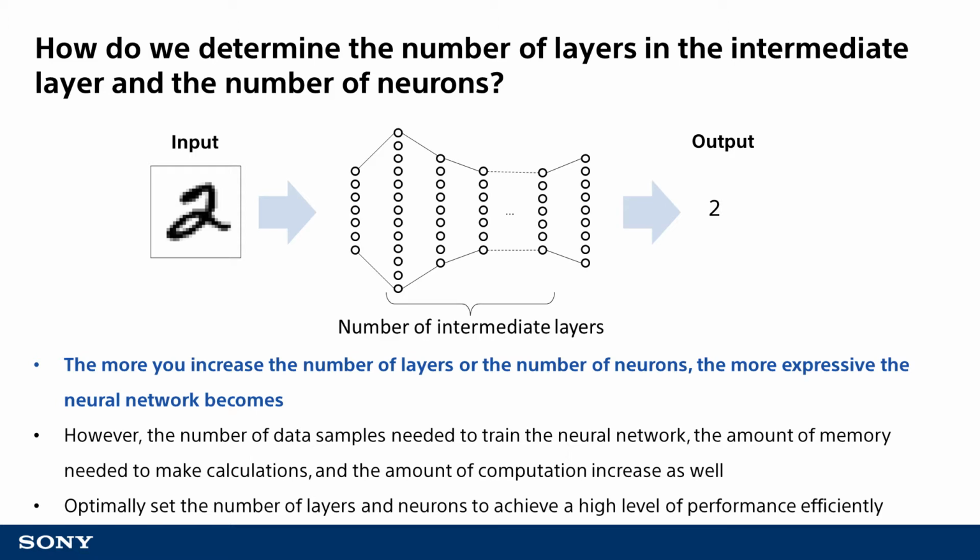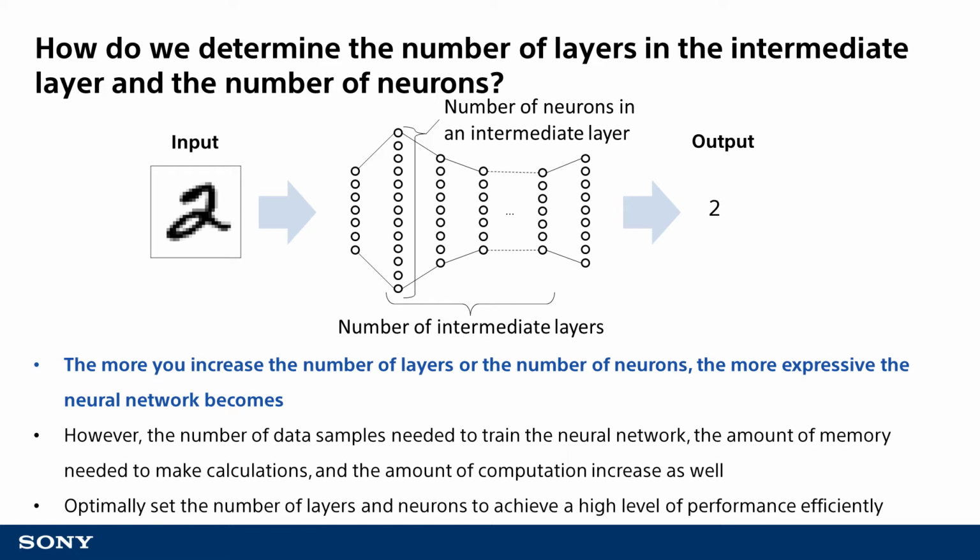Here, the number of intermediate layers indicates the number of times that artificial neuron calculation is repeated from input to output. The number of neurons in an intermediate layer indicates the number of neurons that is to be prepared for each layer. Basically, the more you increase either the number of these layers or the number of neurons, the more you increase the power of expression of this neural network.